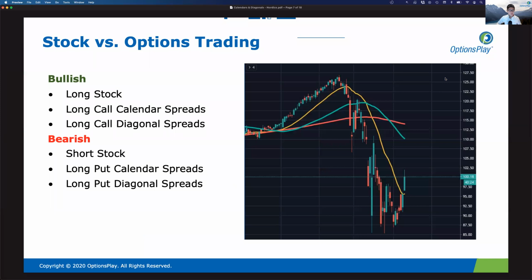So we'll start off by talking about stock versus options trading. I think everyone here is fairly familiar with trading stocks. So if everyone can please bring up your chat window, which is at the bottom of your screen, and type in one if you currently trade stocks, if you buy or sell stocks in your portfolio. Okay, so I see a lot of ones.